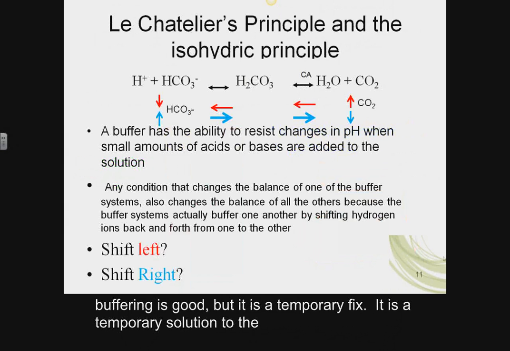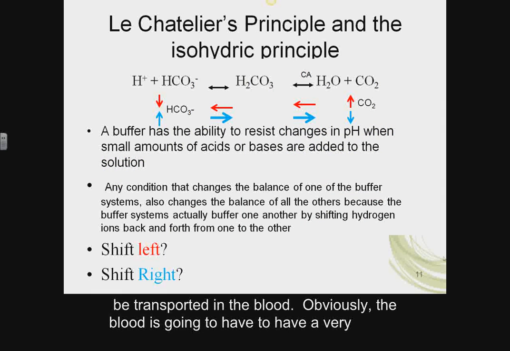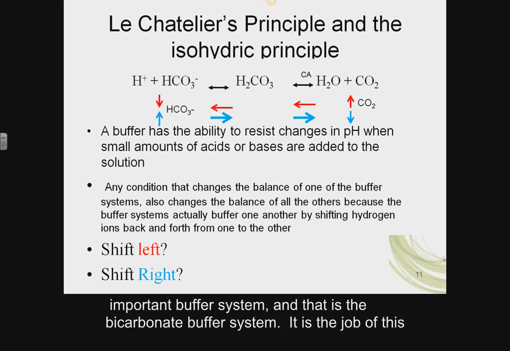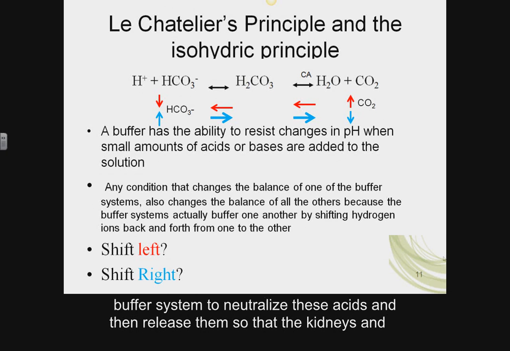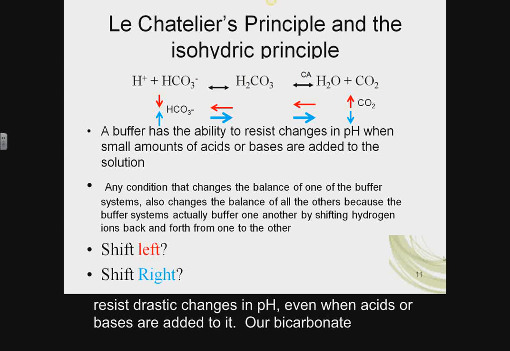Buffering is good, but it is a temporary solution to the problem. We need to get these acids out. Well, they are made in the tissues and they need to be transported in the blood. Obviously, the blood is going to have a very important buffer system, and that is the bicarbonate buffer system. It is the job of this buffer system to neutralize these acids and then release them so that the kidneys and lungs can remove them from the body. What is a buffer? A buffer is a substance that can resist drastic changes in pH, even when acids or bases are added to it.